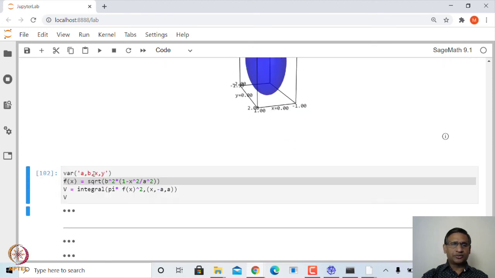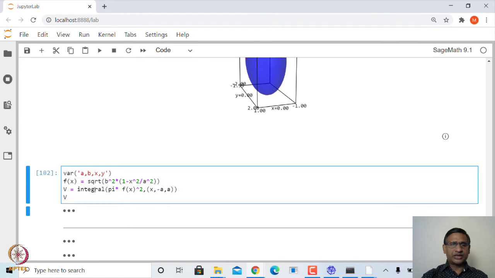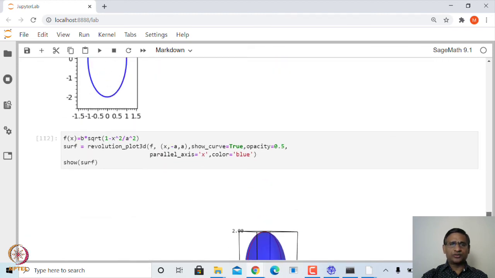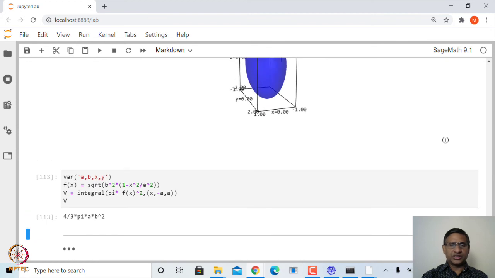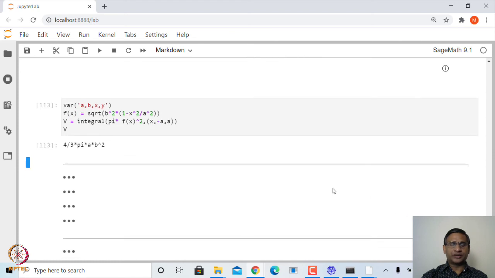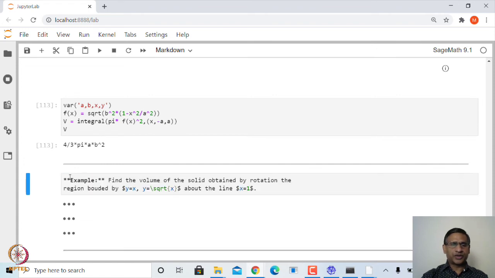And you can compute its volume by the formula integral of pi into f x the whole square, x varying between minus a and a, and here f x is b into the square root of 1 minus x square by a square. So, this volume is 4 by 3 into pi into a b square. So, you can see here these are the symbolic integrals which Sage is able to find. It is not just that it will find the numerical integral, but it can also find the symbolic integral in the majority of cases wherever the integral is possible in closed form, right.